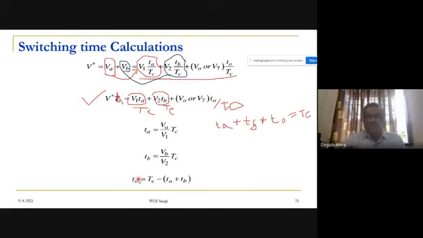Is this time calculation clear to you? How we calculate the times for this? How much duration do we apply V1? We apply V1 for a duration equal to TA. We apply V2 for a duration equal to TB, and we apply V0 or V7 for a duration equal to T0.